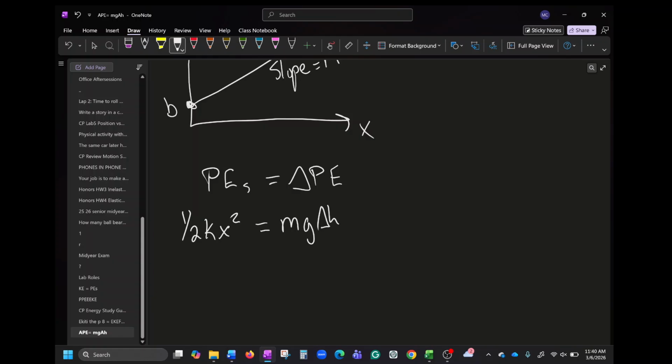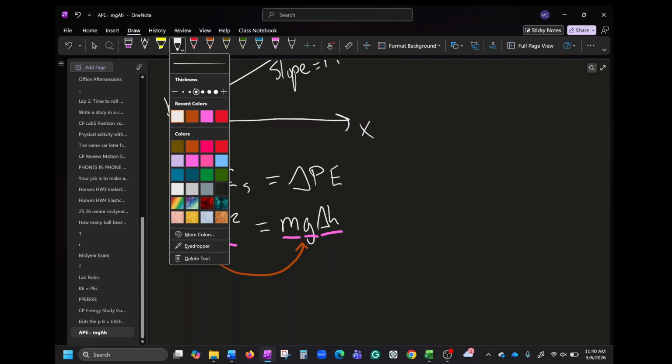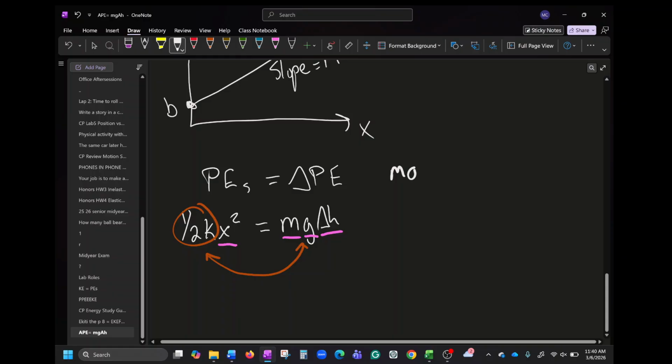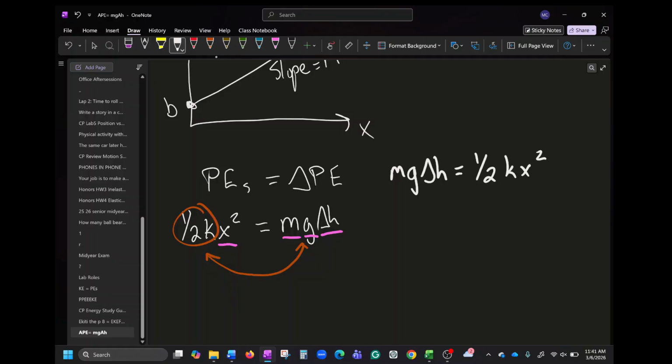So let's think about what things we have. We have h, we have g, that's a known value, we know the mass, and we know our x values. Those are just measured from the spring launcher. Therefore, the thing that we would like to know is what is k. So I am going to walk you through this. We're first going to swap these around, and it'll hopefully become clear why in a second. So mg delta h equals 1/2 kx squared.